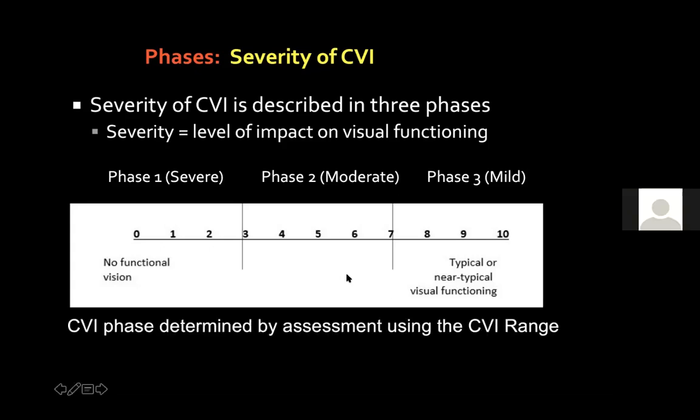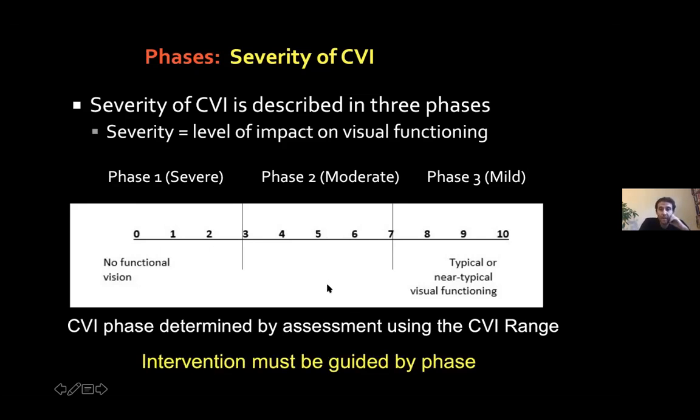CVI phase is determined by assessment using the CVI range. You need to do a full comprehensive CVI range assessment in order to be certain about the phase as well as the specific numbers you're getting on the CVI range, whether it's a 5-6, a 4-5, a 3-4, or a 7, where exactly you are. There will be some differences in how we approach intervention depending on where the student falls on this range. Intervention has to be guided by phase, okay? What we're going to focus on today is mostly what intervention is like in phase 1, in phase 2, and in phase 3.